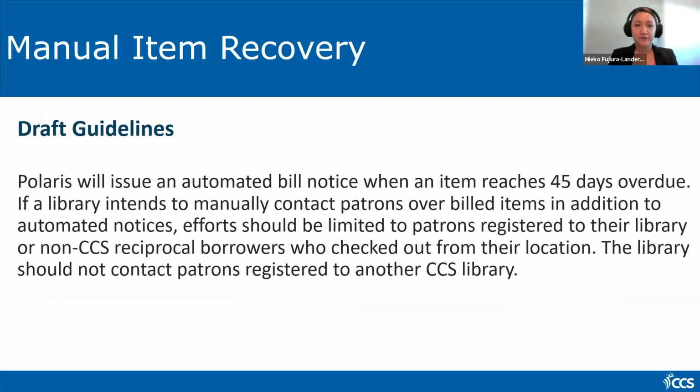So based on that direction from executive committee, we drafted these guidelines. So the guideline draft states, Polaris will issue an automated bill notice when an item reaches 45 days overdue. If a library intends to manually contact patrons over billed items, in addition to those automated notices, efforts should be limited to patrons registered to the library or non-CCS reciprocal borrowers who checked out from their location. The library should not contact patrons registered to another CCS library. So the guidelines establish that libraries should contact users registered to their own library, but also address non-CCS borrowers that may use your location.